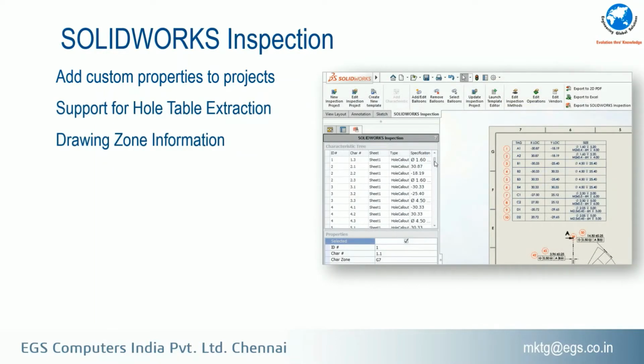In 2019, the SOLIDWORKS Inspection capability is extended to extract hole table dimensions. In the previous year, we were not able to capture the information from inside the hole table. Now it is extended to support capturing the hole dimensions mentioned inside the hole table. And if we need drawing zone information, we can allocate zone information to better understand in which grid area of the drawing sheet a dimension is available.